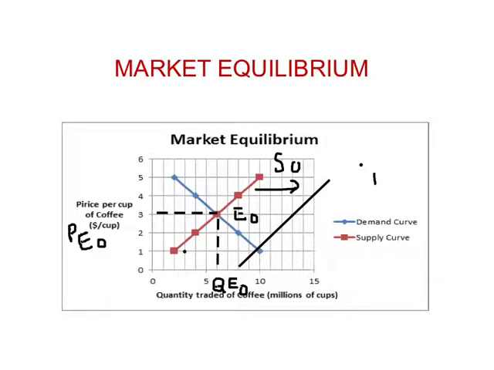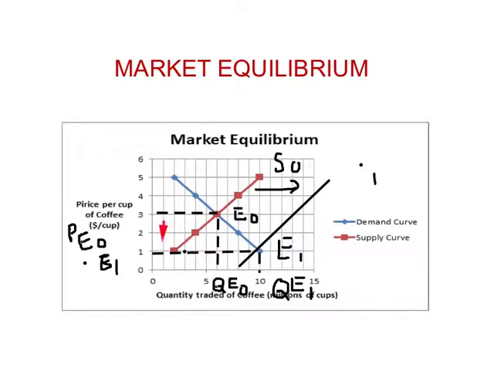and so now what we have is a new equilibrium point E1, and with this new equilibrium point we can determine what will be the quantity traded of coffee and what will be the new equilibrium price. So let us write PE1 to denote new equilibrium price and QE1 to denote new equilibrium quantity traded. And so let us just show this.